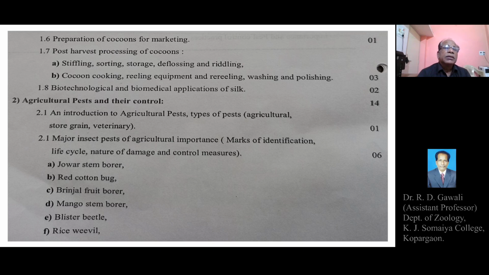Then last point is biotechnological and biomedical application of the silk. Then we are also going to study the composition of silk, uses or importance of the silk with respect to biotechnological and biomedical applications. So first topic is sericulture, and this includes all these points or sub points. Then second topic is agricultural pest and their control.